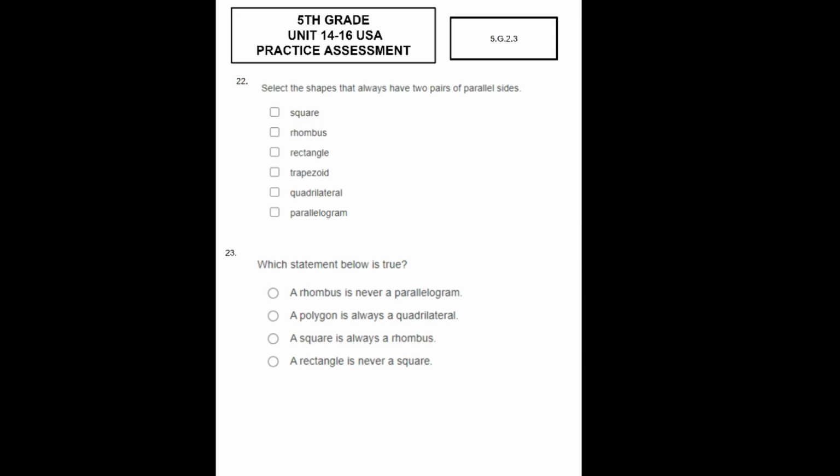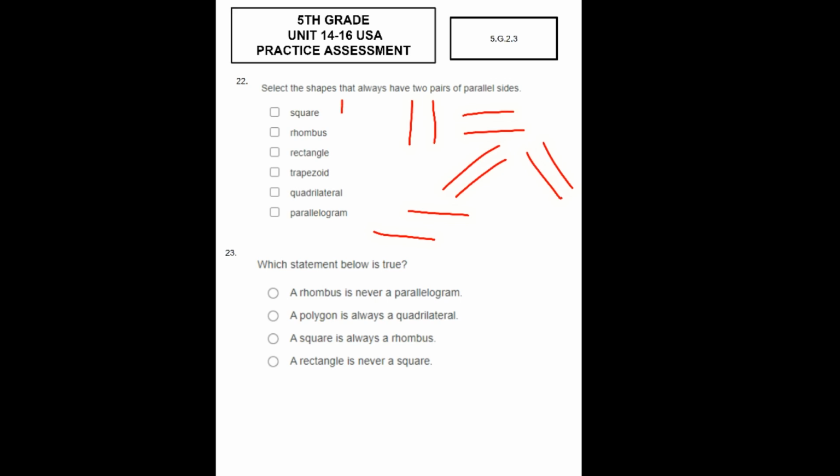All right, question 22. Select the shapes that always have 2 pairs of parallel sides. Remember, parallel looks like across the street, right? So it looks like a sidewalk. It could be like this. It could be like that. It could be like this even, because those are still across the street. Okay, so let's see which ones have 2 pairs of parallel sides.